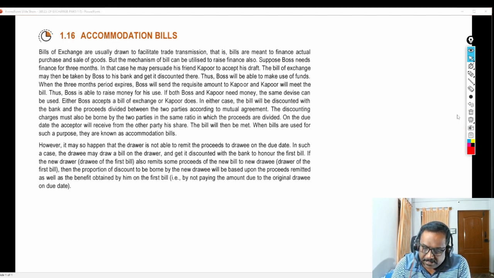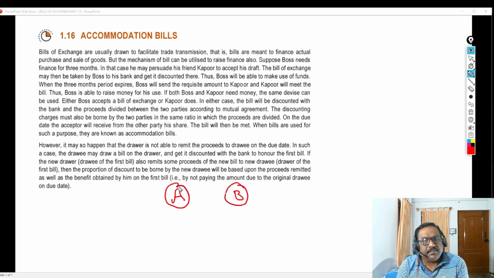So let us say there are two parties, A and B. There is no trade transaction between A and B. When I say trade transaction, A did not sell any goods to B, and B did not buy any goods from A. They did not do any business transaction, I mean selling of goods or something like that.